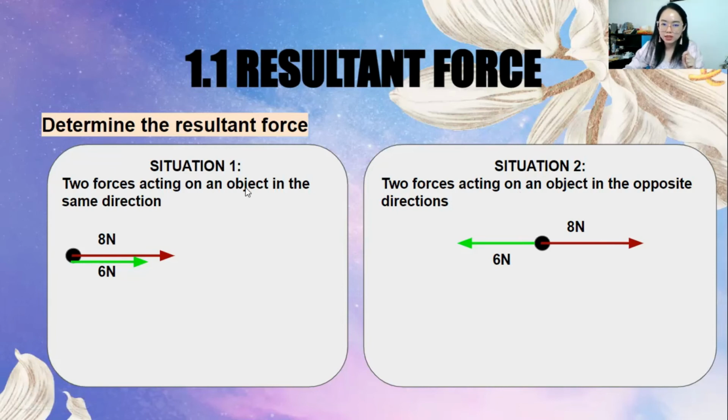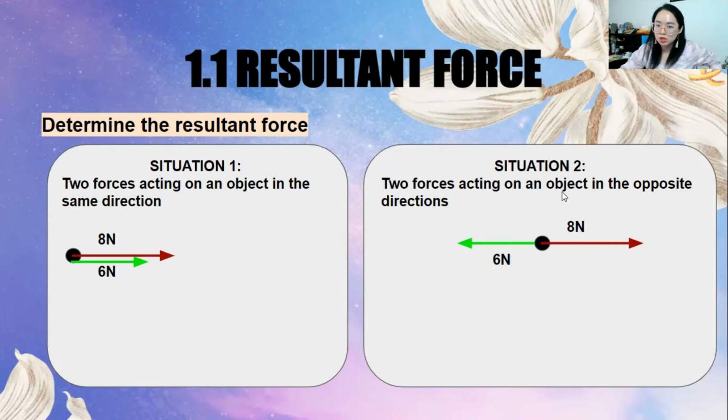So if you look at situation 1, two forces acting on an object in the same direction. 8 Newton to the right, 6 Newton to the right. So what do you have? 8 plus 6, you will have 14 Newton. So the resultant force is equal to 14 Newton.